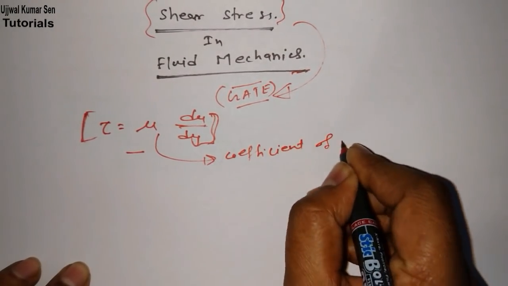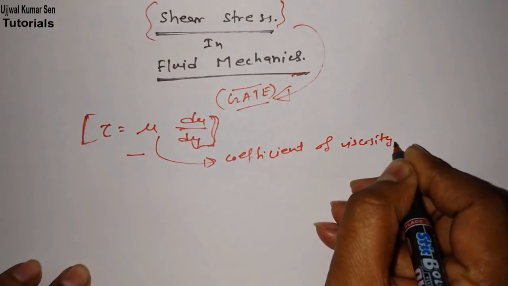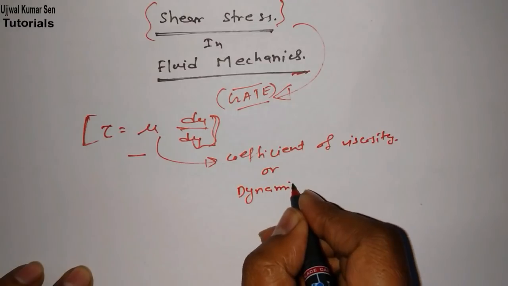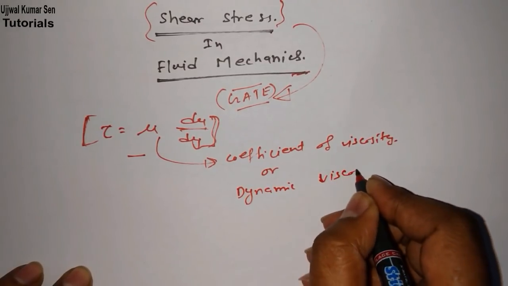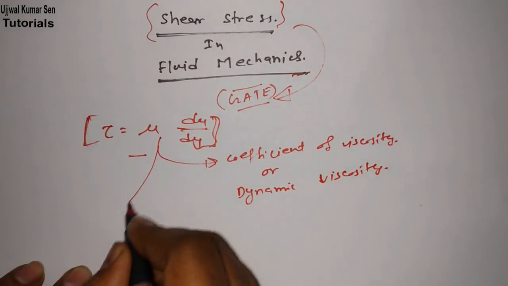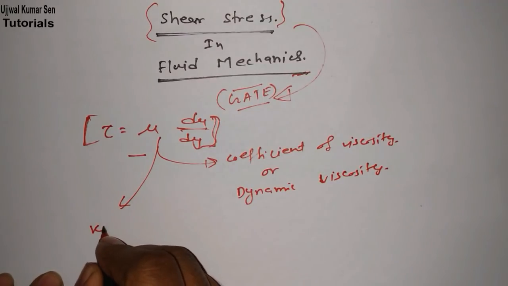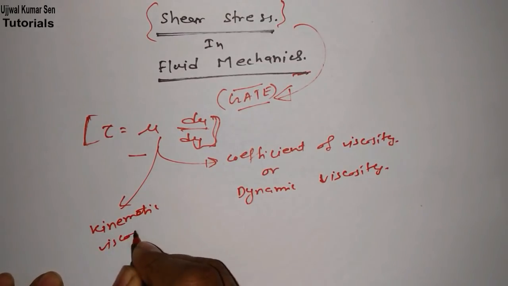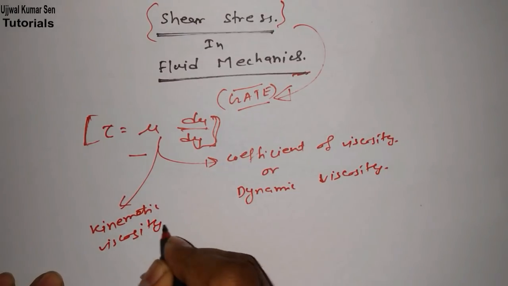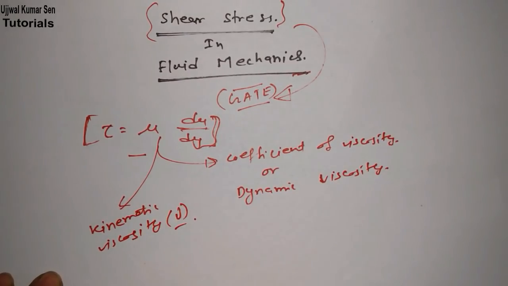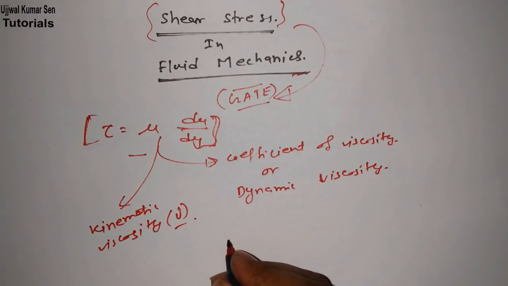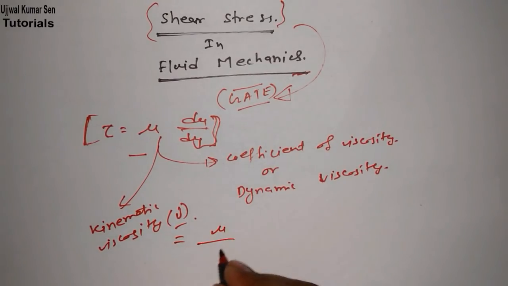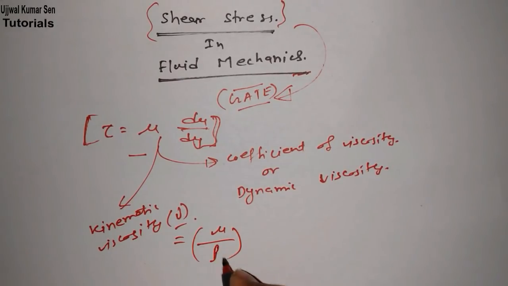or you can say that it is known as dynamic viscosity. So it is having relation with two things. One is kinematic viscosity, that is denoted by nu. So how is it related to it? Because you know kinematic viscosity is equal to dynamic viscosity by density.